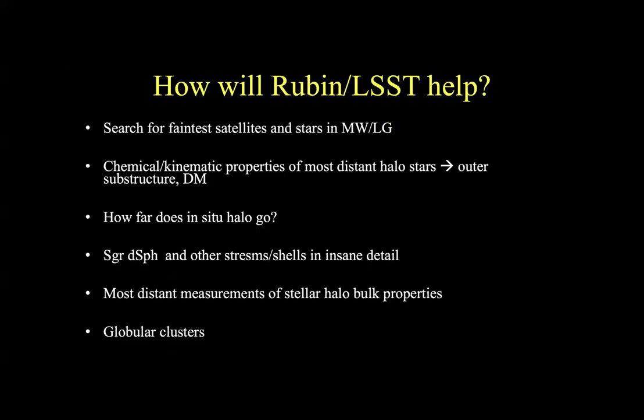So just to wrap up there, I've listed here a bunch of different thoughts that came to mind on how Rubin LSST will help understand more both the formation of halos and stellar halos, but also the role they have in the buildup of galaxies like our own. So some of the things that I kind of thought would be really helpful would be LSST, because it's going to go so deep and so faint, we'll be able to search for the faintest satellites and stars in the Milky Way and Local Group. Of course, we'll be able to measure kinematic properties, but I think also chemical properties, if I'm not mistaken, of the most distant halo stars, allowing us to probe the outermost substructure and of course, dark matter.